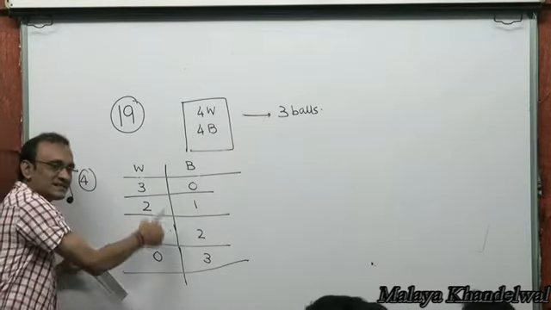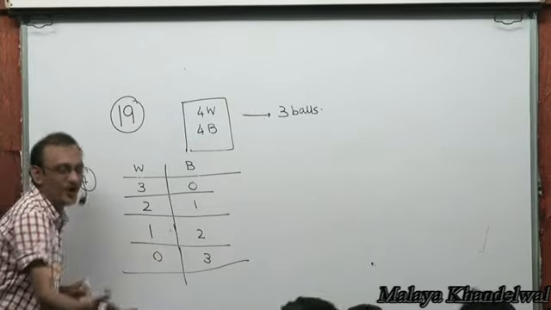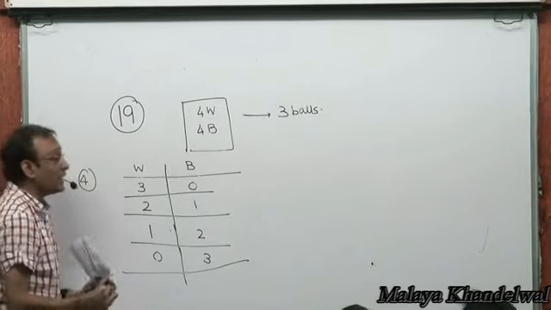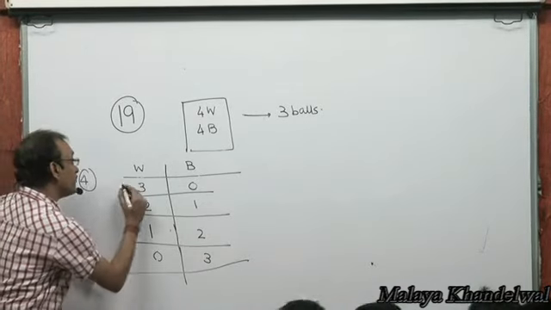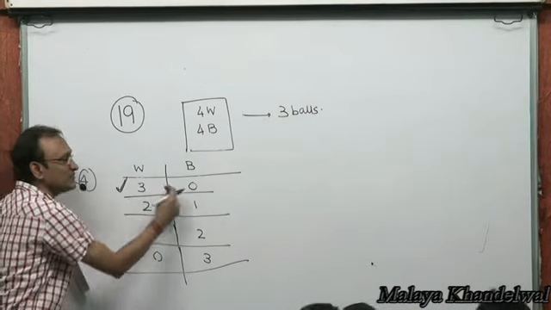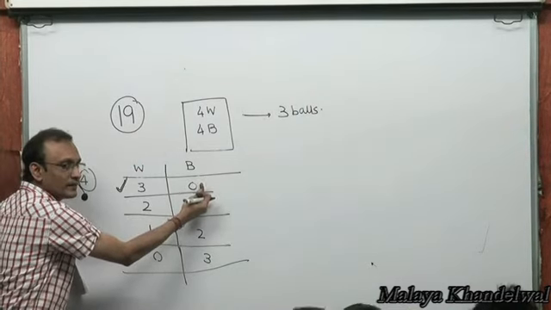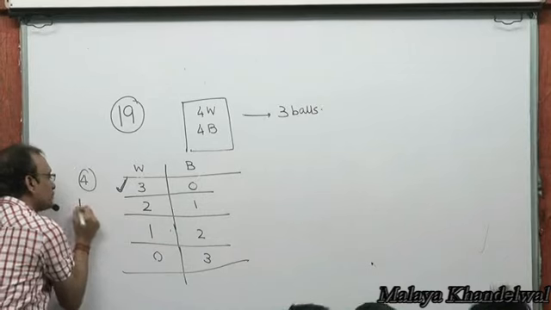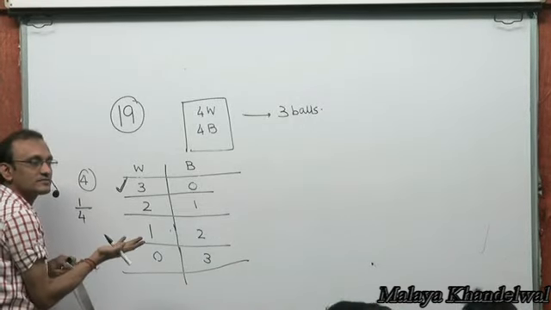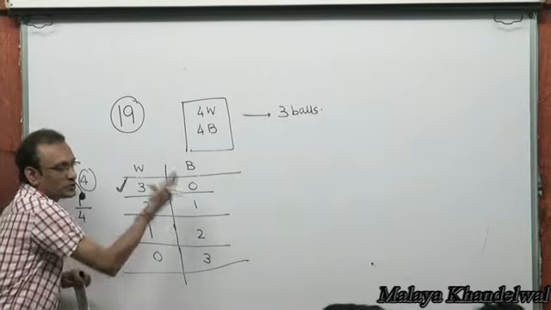The sample space has only 4 elements, yes or no? Out of which this is the only favorable member of the sample space in which no black ball has turned up. Therefore, the required probability would be 1 by 4. Yes or no? These are the only 4 possibilities.